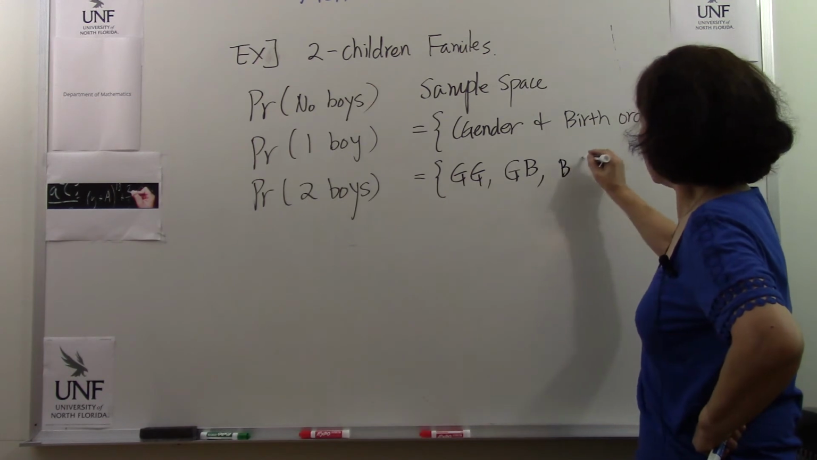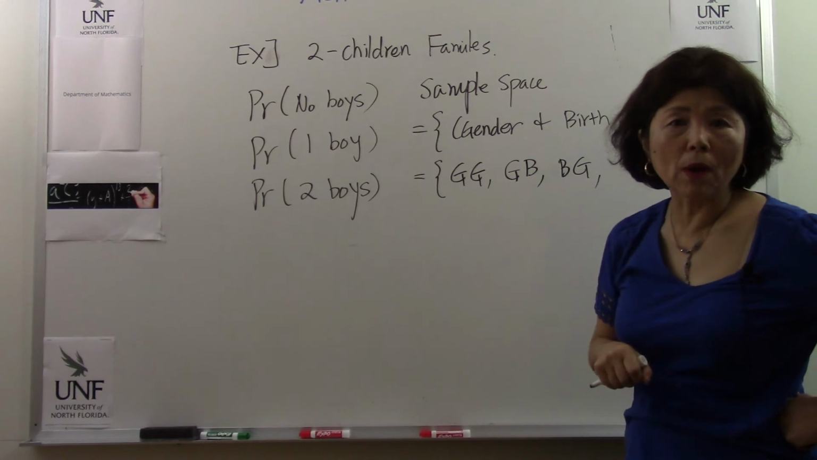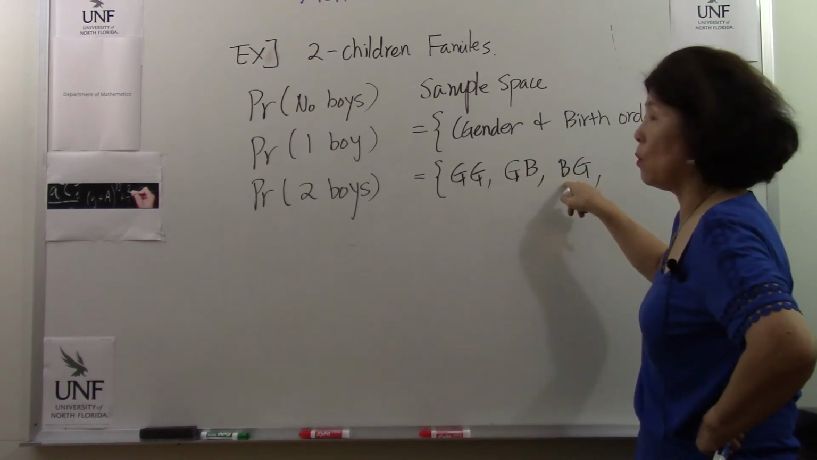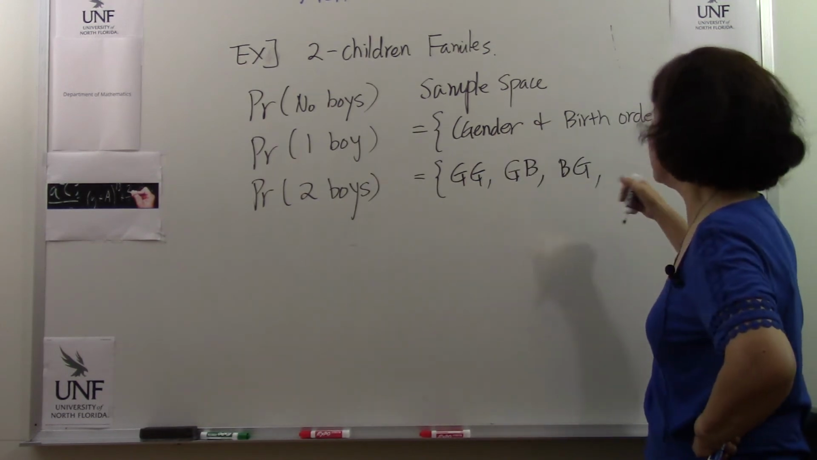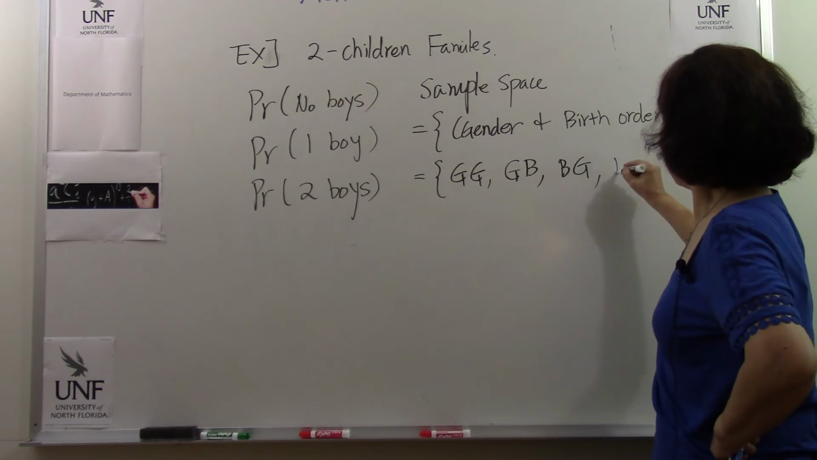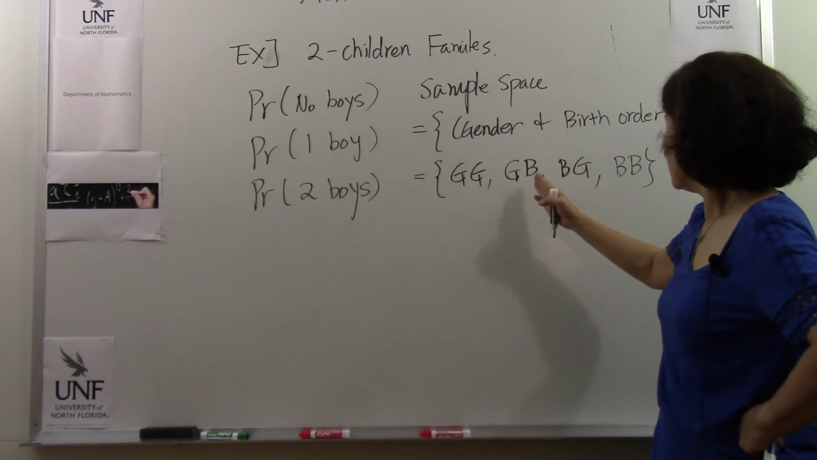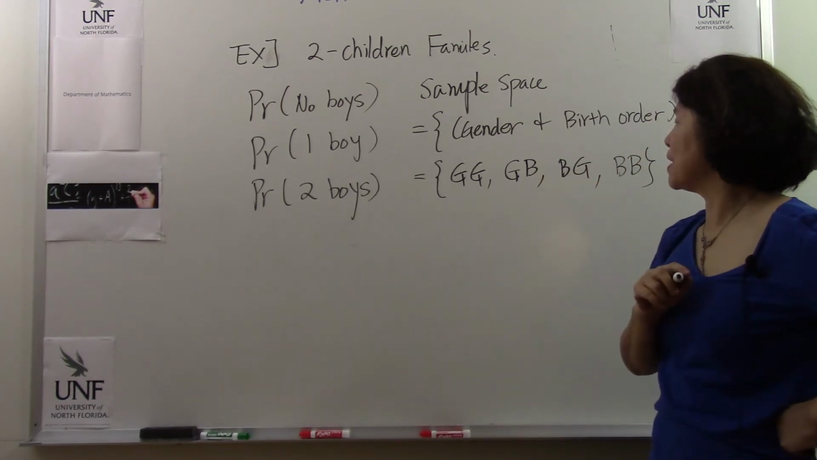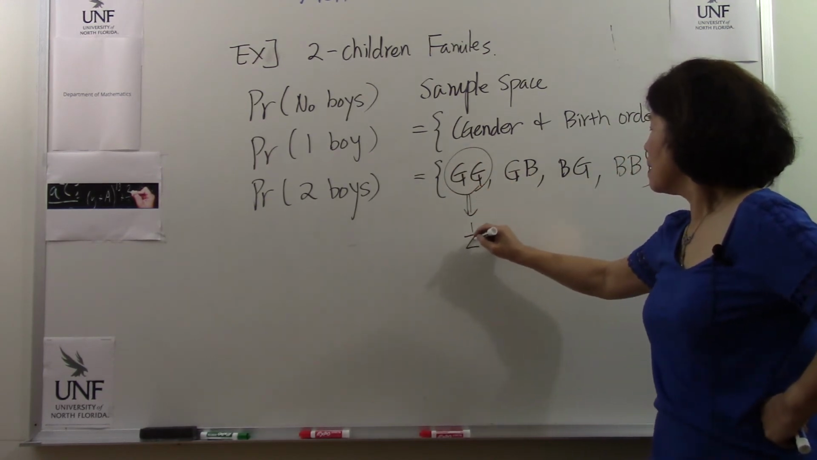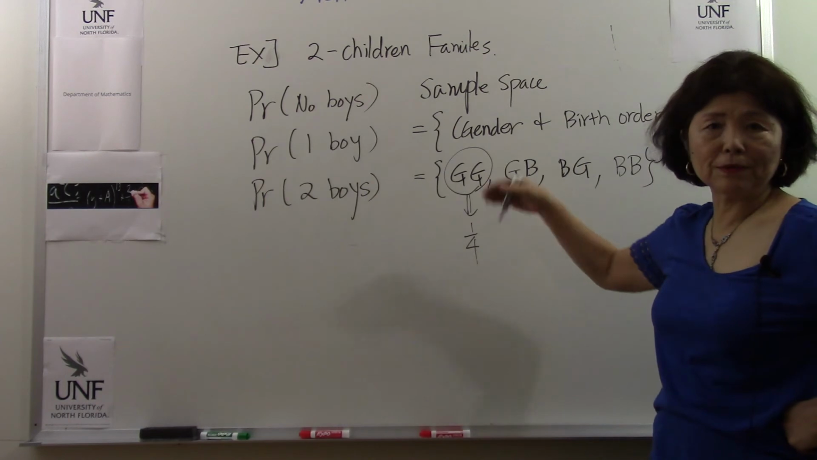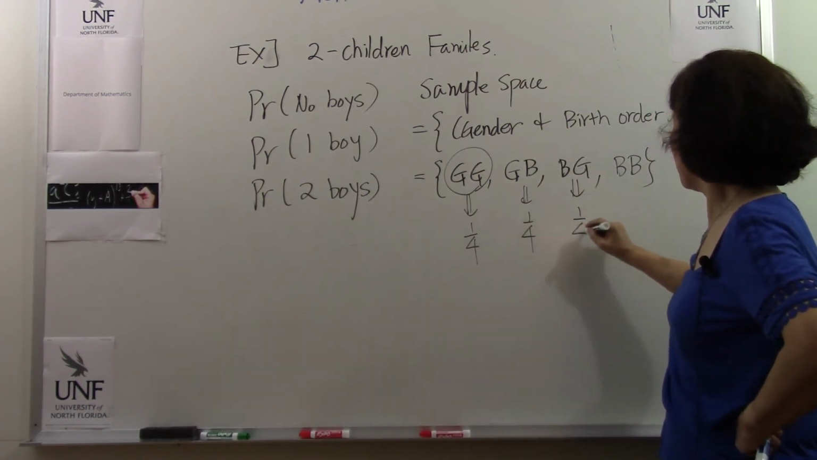And the boy and girl is a different thing, right? Let's say the left one is the older one. Older one is a girl in one case, and older one is a boy in the other, even though it is the same gender mix, 1 each. The last thing over here is boy and boy. You see, there are 4 different possible outcomes, and the probability for each one is 1/4, because each one has a probability of 1/2. So this is 1/4, 1/4, and 1/4.